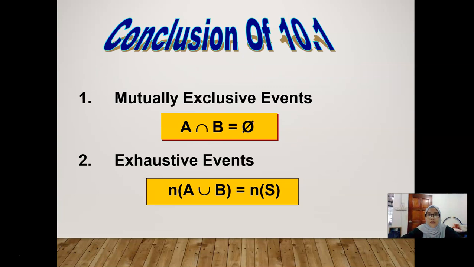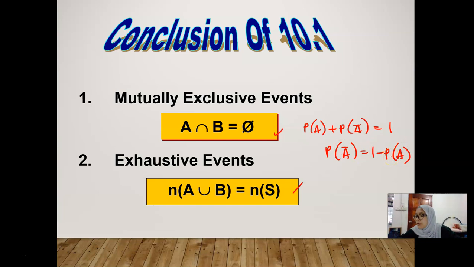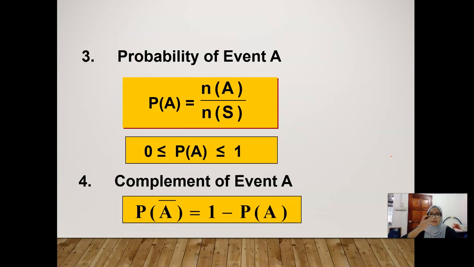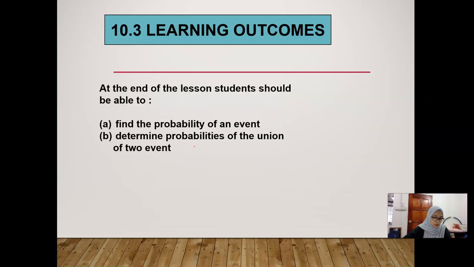Okay, so this is the conclusion for 10.1. You have to remember these formulas, these terms. And then just now the formula P(A) plus P(A complement) equals 1, or you can arrange it as P(A) equals 1 minus P(A complement). Okay, this is the probability: P(A) equals number of A over number of S. This is the one, and you must know that the probability must be from 0 to 1. Okay, continue. What is this?